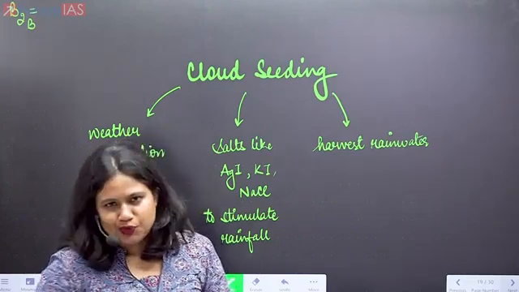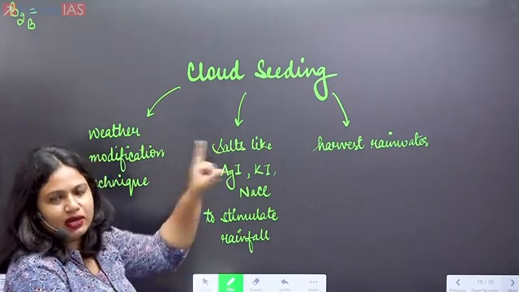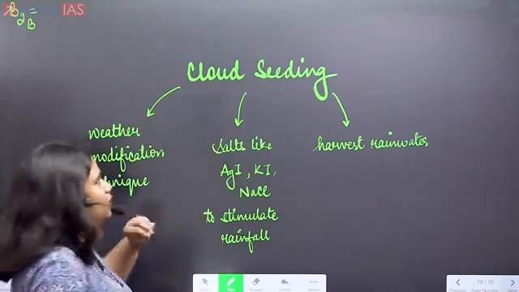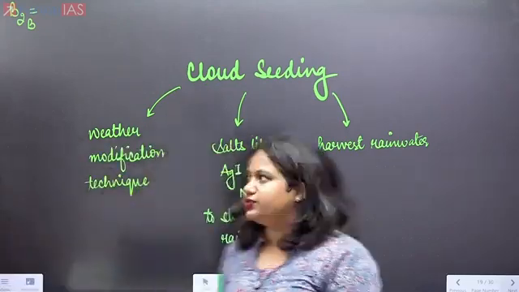The next technology, remember you were asked to write 3. This is the second one. First was nano, second is cloud. So for cloud seeding, let us describe the process.